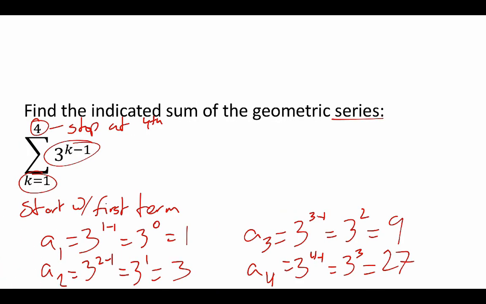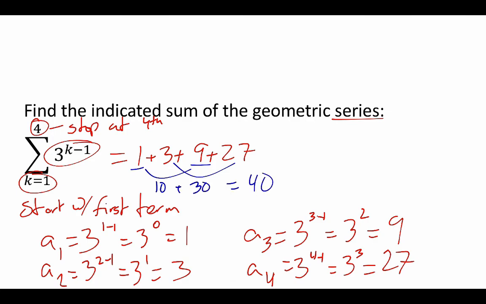We're not asked to just find the terms. In a series, remember, we have to take those terms and add them up. So we have 1 plus 3 plus 9 plus 27. You can go through and just add these as is. 1 plus 3 is 4, plus 9 is 13, plus 27 is 40. Or if it helps you to pair things up, 1 plus 9, that's 10. 3 plus 27 is 30. So we got 10 plus 30 giving us a grand total of 40. It does not matter what order you add them in, you should get a grand total of 40.